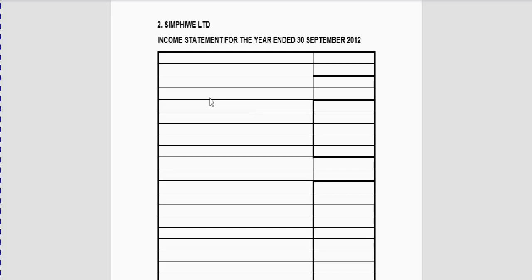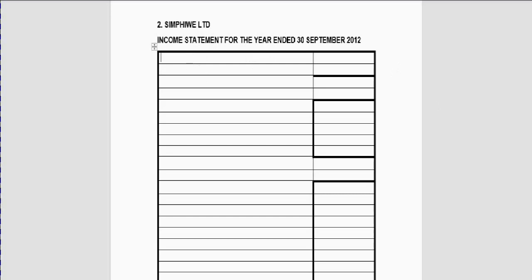Now firstly we're going to learn the layout of any statement or any general ledger account. We should know the layouts. So you wouldn't normally get it as blank as this, but let's just see what goes where before we start, because you need to know that. You never know what they give you.